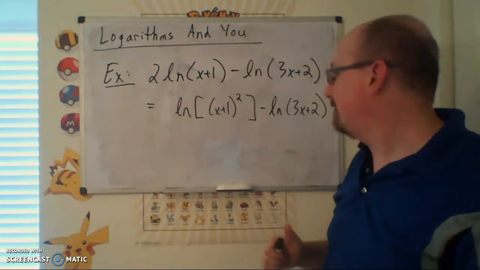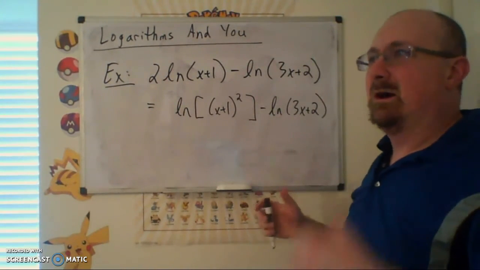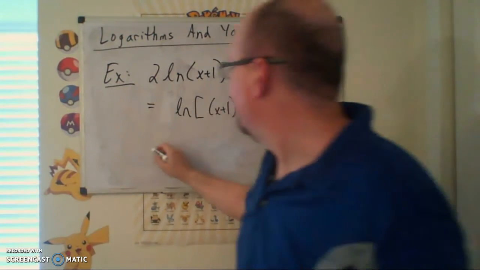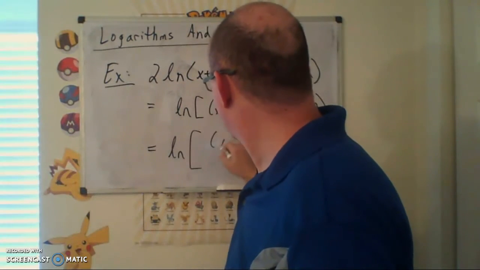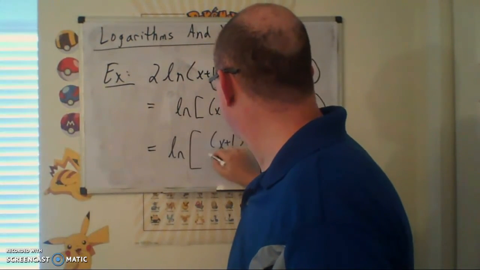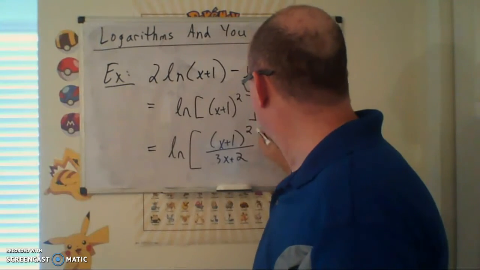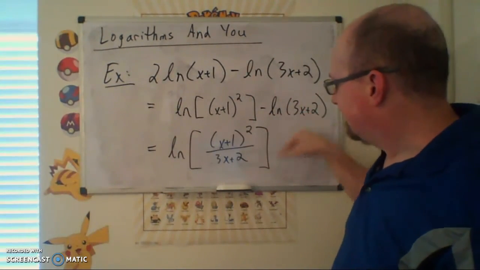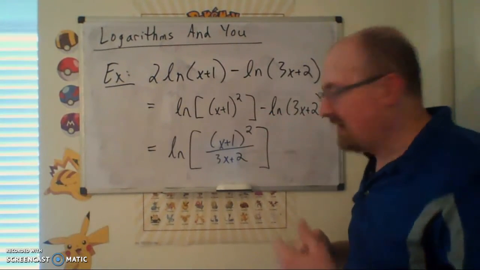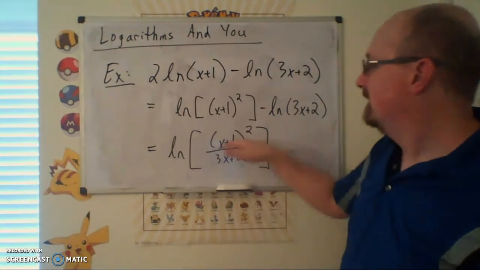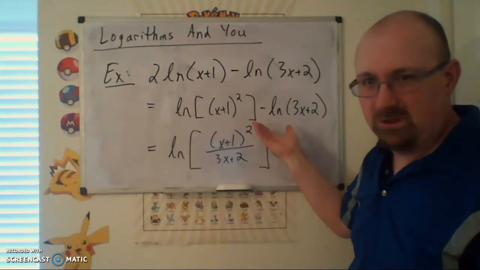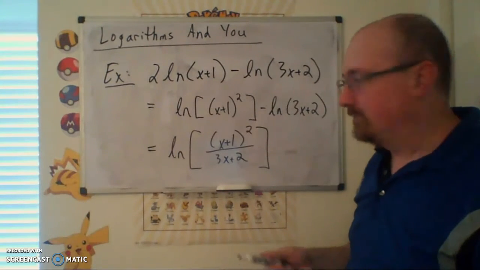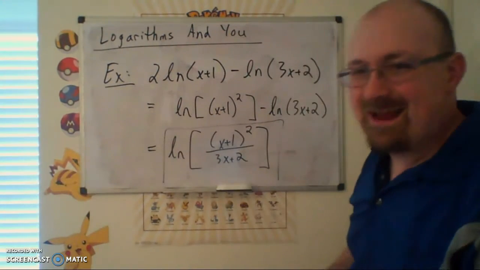Looking at the log properties on the reference sheet, a subtraction like this turns into a division of the 2 arguments of the logarithm, so to speak. So we have natural log of x plus 1 quantity squared, and down below, kind of like we saw with our exponent properties, a minus here corresponds to a division. So the ln of x plus 1 quantity squared, if you wanted to FOIL that out, you could. It's not necessary for what I'm trying to show here. Over 3x plus 2.